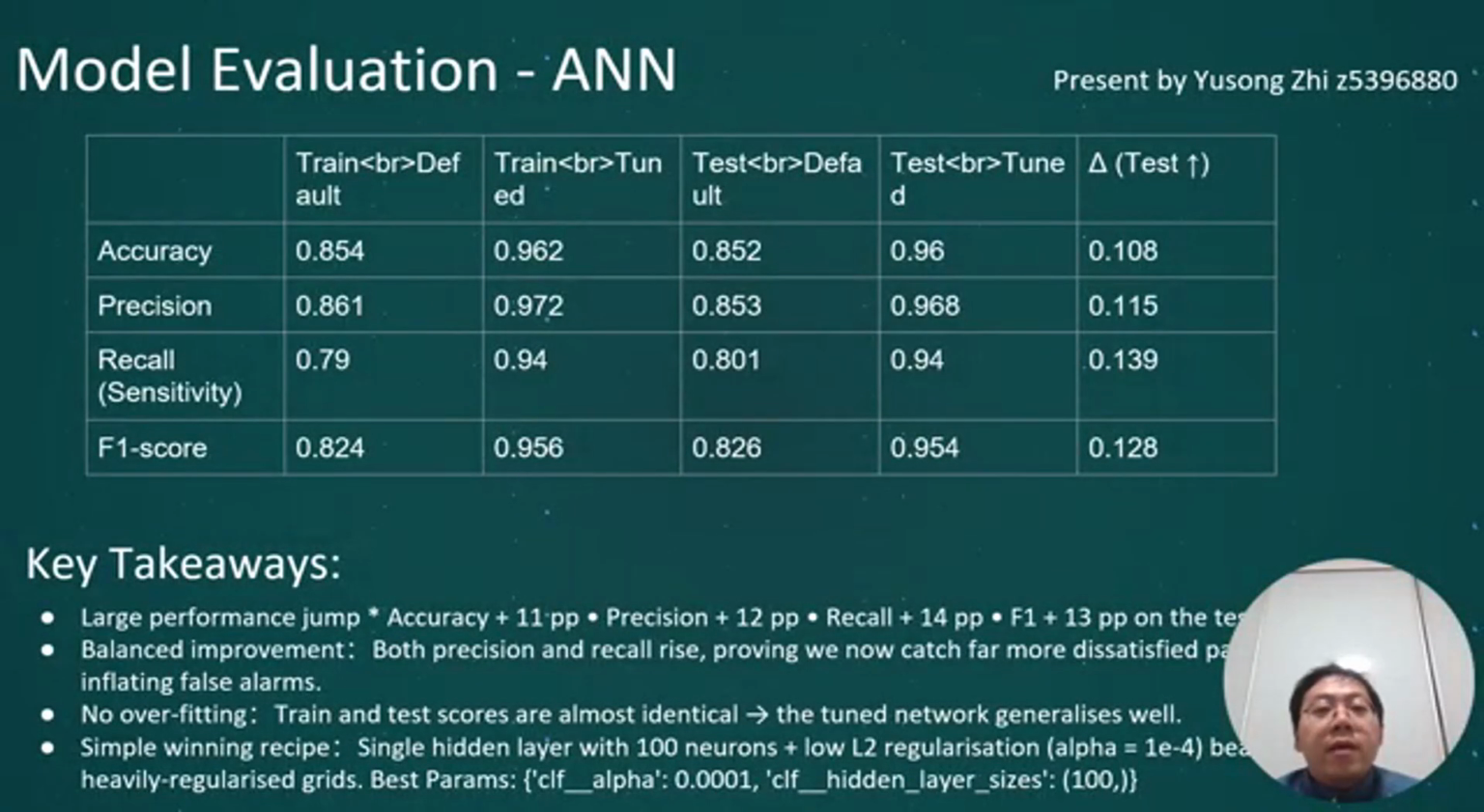The ANN soars from 85% to 96% accuracy, and F1 from 0.83 to 0.95. Precision and recall both jump over 10 pp, and the train and test gap stays under 0.3 pp. Stronger generalization from the 100 neuron layer.